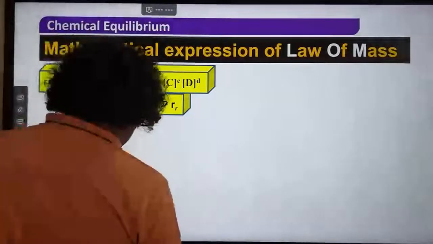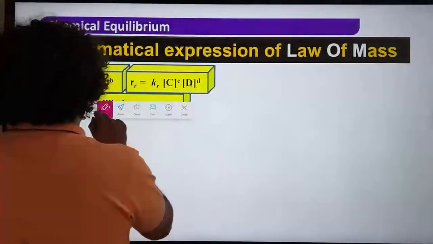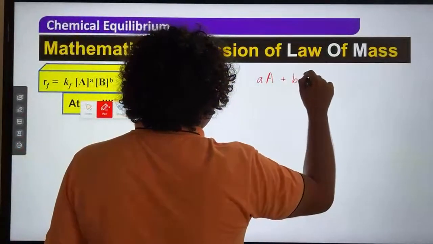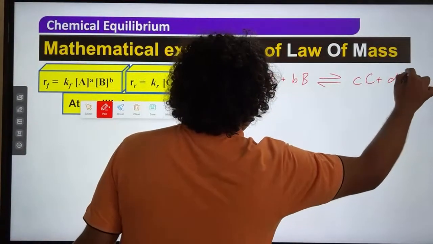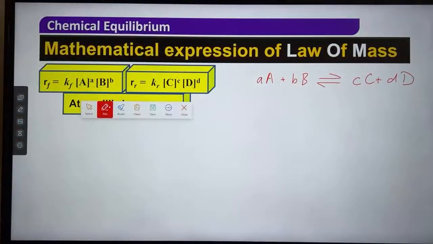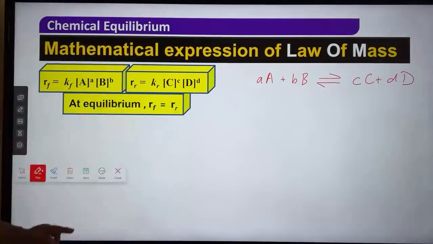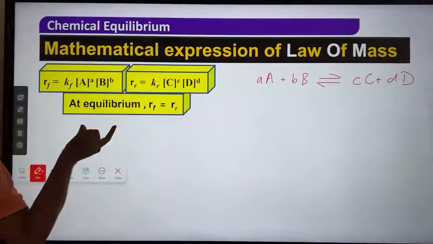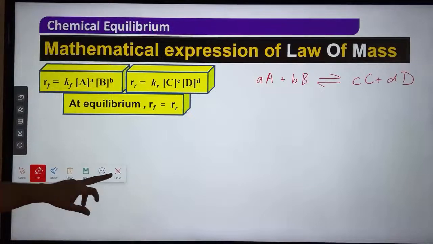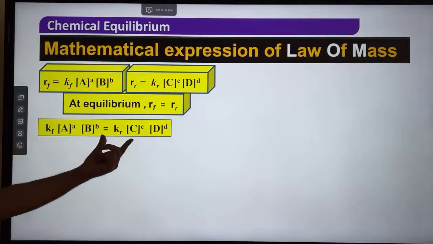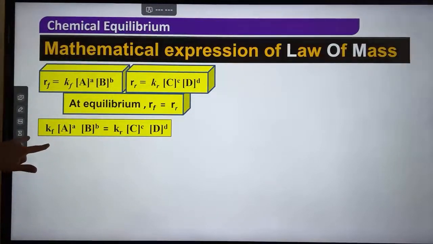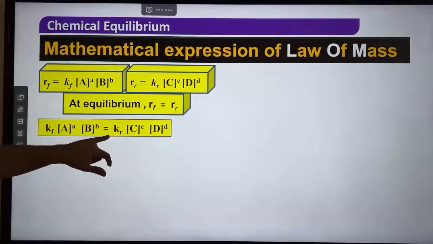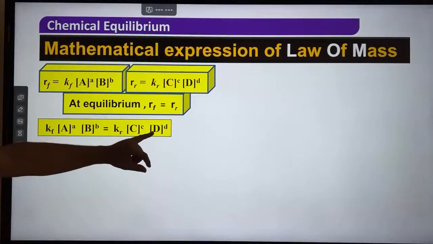So there is a certain reaction. For this given reaction, rate of forward reaction is this, rate of backward reaction is this, and at equilibrium rate of forward becomes equal to rate of backward. So at equilibrium we can say this equals this. The rate of forward reaction is the rate constant times [A]^a [B]^b. For the reverse reaction, backward, you can write the backward rate constant times [C]^c [D]^d.